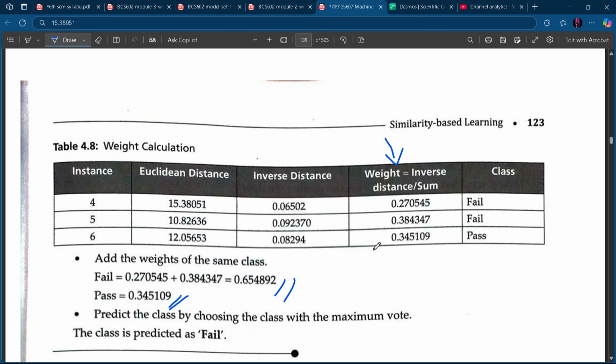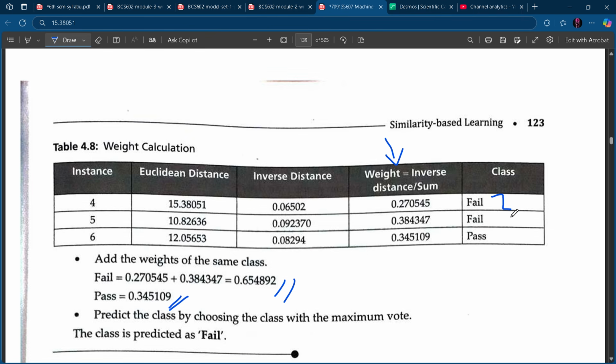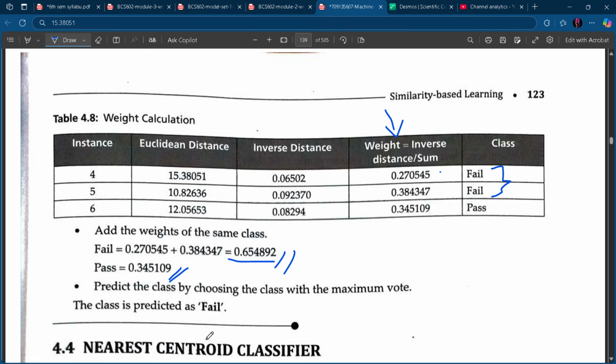Now what you have to do? You have to add the weights of the same category. Fail, fail, two are there. You just add the weights of these two, and you keep it as a single value. Then compare which weight is the highest. So that weight will be considered as the category. So the predicted class, by choosing the class with the maximum vote, is predicted as fail.